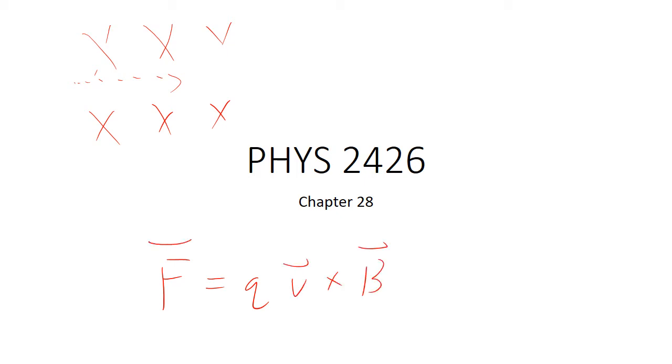So right hand rule: if V is that way and B is into the board, V cross B is upwards. Now, if these are positive charges, they are deflected upwards. If they're negative charges, though, they're deflected downwards, because negative of up is going to be down. And so that's what's going to be happening here. Now, we'll get more about this later, because this turns out to be an interesting thing.